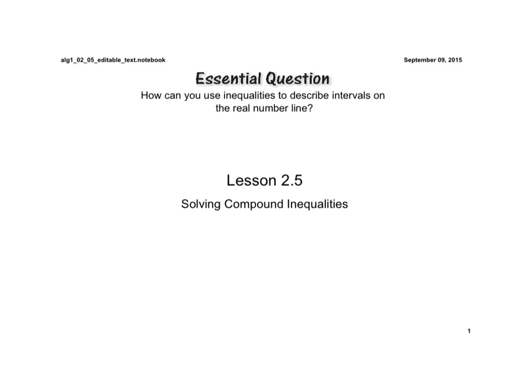We're ready to just take inequalities to another level. So the first thing we're going to do today is be solving compound inequalities. So first of all, what is a compound inequality?